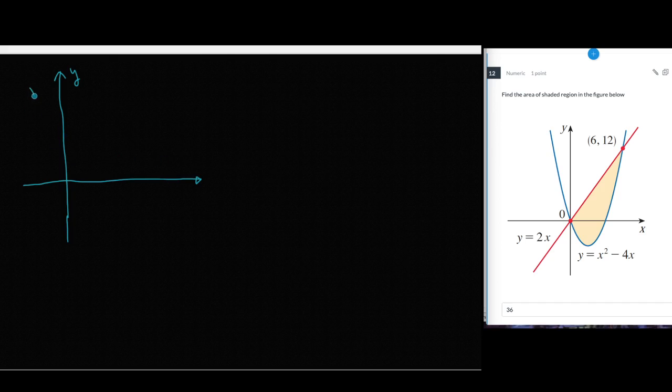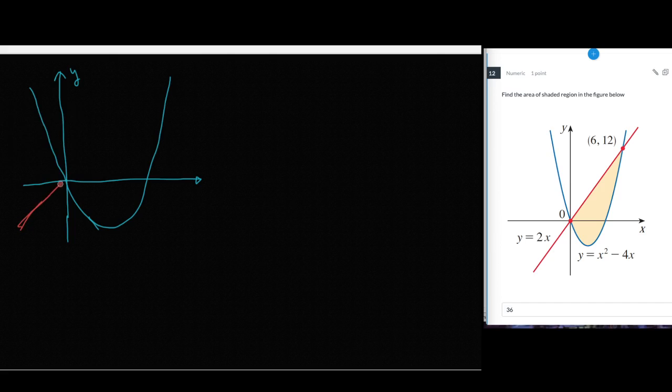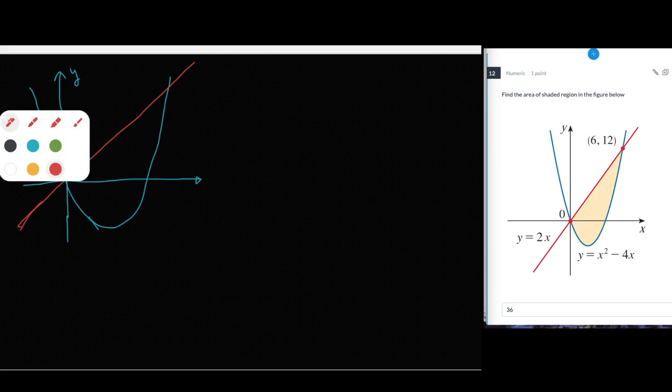Let me redraw this picture here. So we have a parabola like this, and then we have a line, and the graph is in red. We are looking at calculating the area of the region that is bounded by this line and the parabola, the shaded region in the graph. What I want to illustrate here is the cross sections of this region.